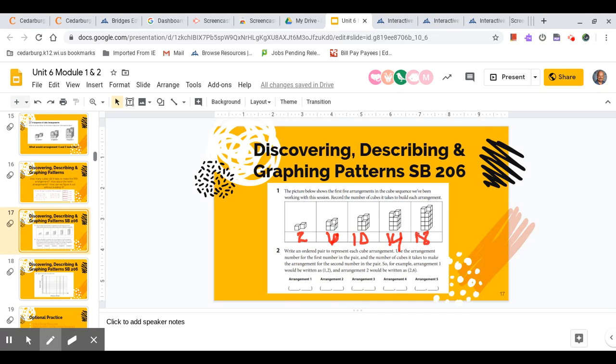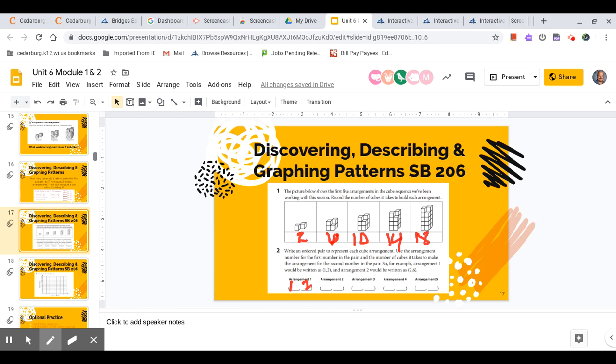Are those the numbers you got? I hope so. All right, and now they want us to write an ordered pair to represent each arrangement. So for the first, and I'll help you with this first one, this first arrangement had 2 cubes. So go ahead and pause the video and finish the rest of the ordered pairs for each of the other arrangements. And then start when you're done.